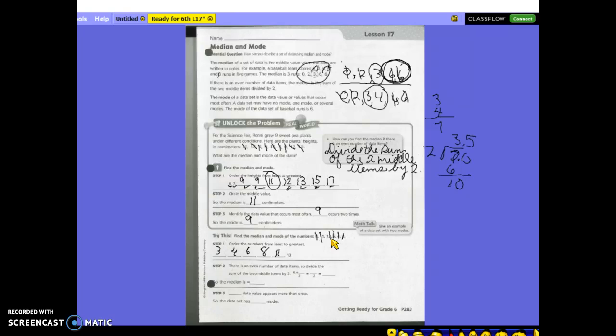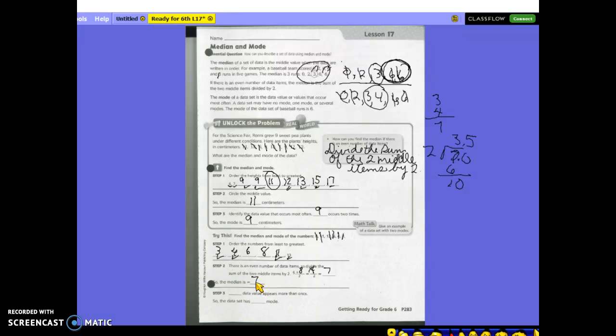Get them all? There is an even number of data items, so divide the sum of the middle two. Which ones are the middle two? 6 and 8. So 6 plus 8 is what? 14 divided by 2 is? So the median is 7, even though that number's not even in our set of data. The 7 is the median.